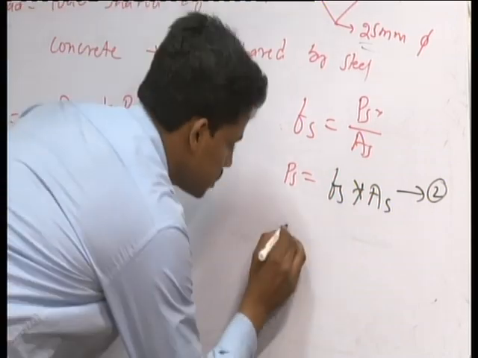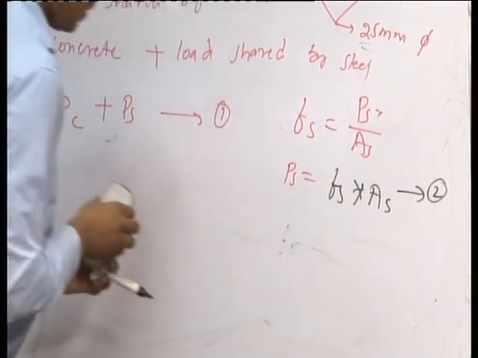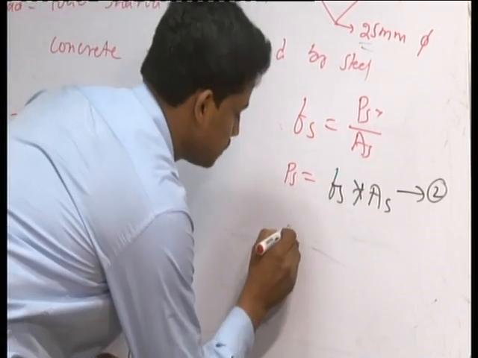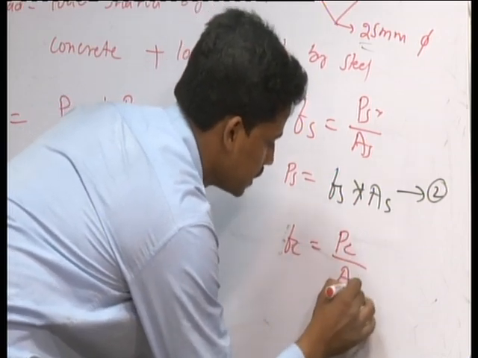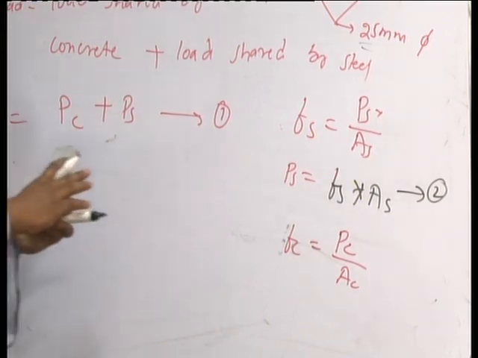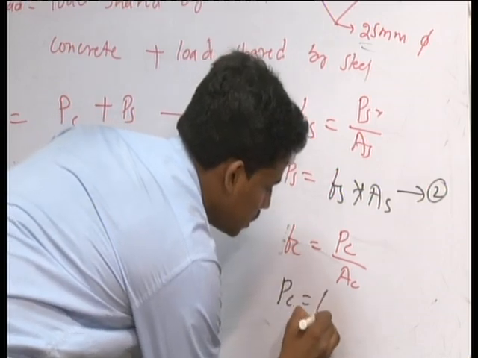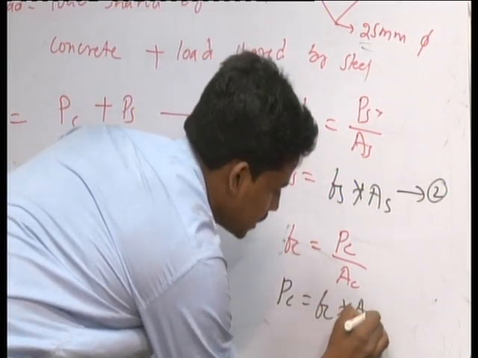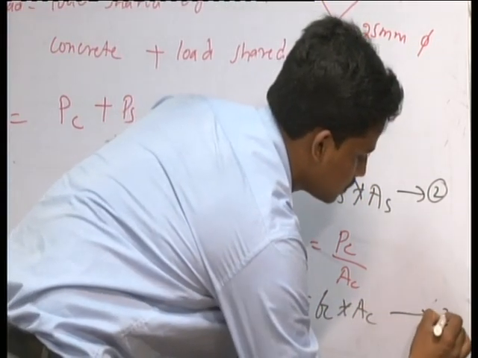So as usual, Fc is equal to Pc divided by Ac. This is the load shared by the concrete divided by the area of concrete. We need what is actually Pc. So Pc is equal to Fc into Ac. This is equation number 3.